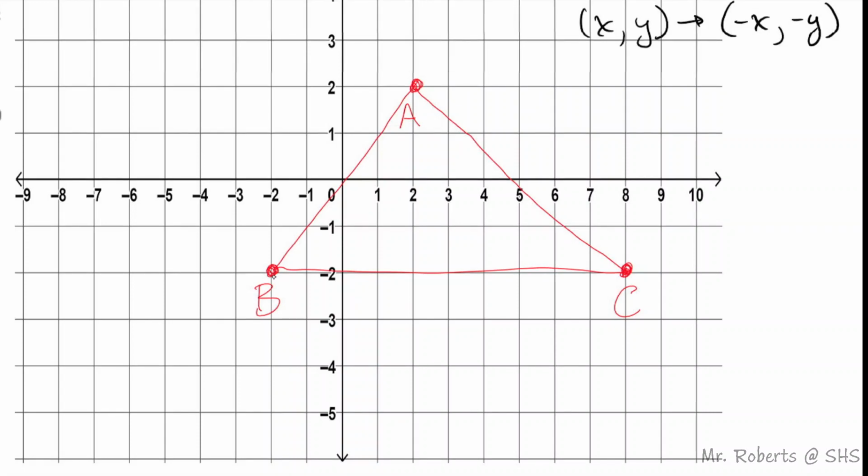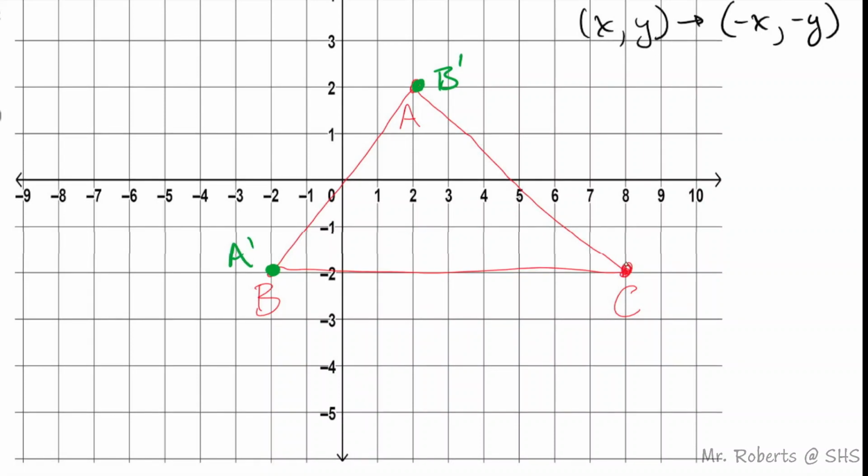So if I look at this first point, B, B was at (-2, -2). If I take -2 and multiply that by -1, it becomes +2. So check this out. B is going to end up over here. This is going to become B prime. And then look at A. A is at (2, 2). If I multiply those two coordinates, +2 by -1 and +2 by -1, A prime is going to end up over here. So this is crazy. A and B are flipping spots. So this is now A prime.